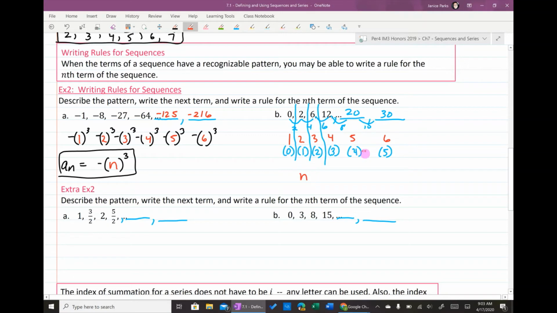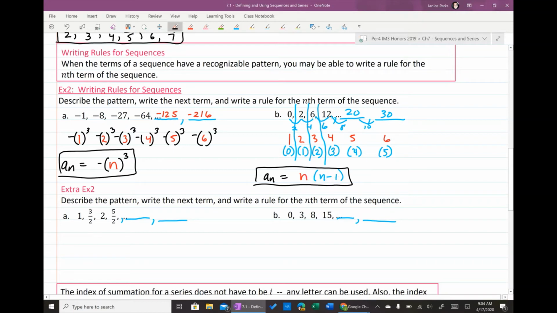The bottom number, those all change also, but how are they related to n? So the bottom numbers, every time we multiply the n values, the 1, 2, 3, 4, 5, 6, they're multiplying by one number that's smaller than the top number. So that would become n minus 1. And that's the formula. So if I plug in a 1, then I have to multiply it by 1 minus 1, which is 0.